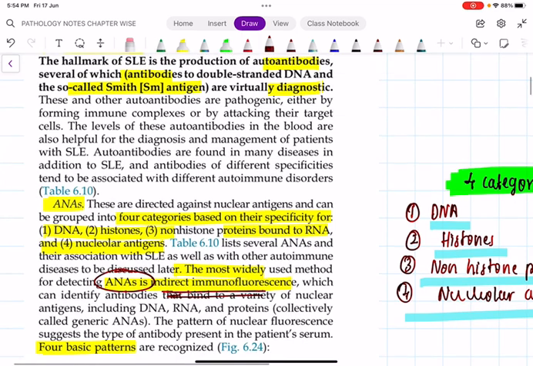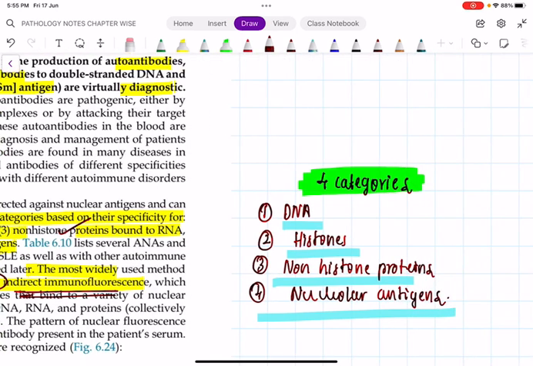As far as SLE is concerned, the antibodies are mainly targeted against the various components of the nucleus. That is why we call them ANA, anti-nuclear antibodies. We have 4 categories: antibodies may be produced against the DNA, against the histones, against the non-histone proteins, or against the nucleolar antigens. They can be detected by using indirect immunofluorescence. Each of these antibodies shows different patterns in immunofluorescence, and we will come to that. So please remember these 4 categories: the DNA, histones, non-histones.